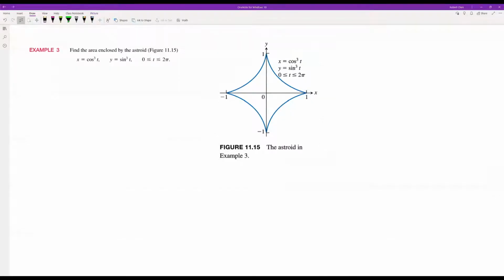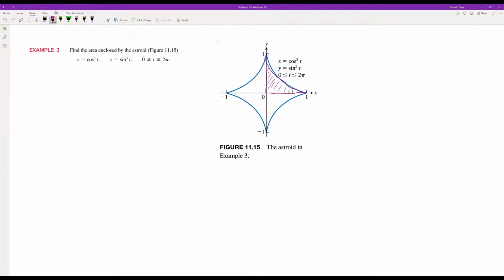Next, let's look at how we can integrate to find areas. Let's say we want to find the area of this asteroid. You can see that it's very symmetric. It looks very nice. So what we can do is cut this into 4 pieces, find one piece like that, and then multiply that by 4.